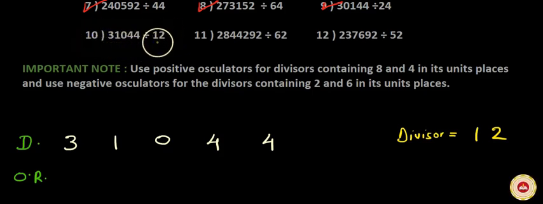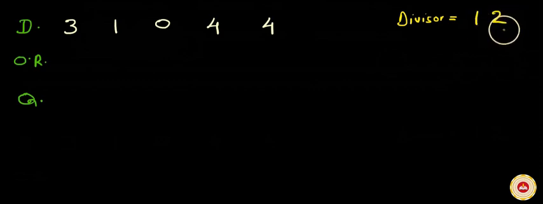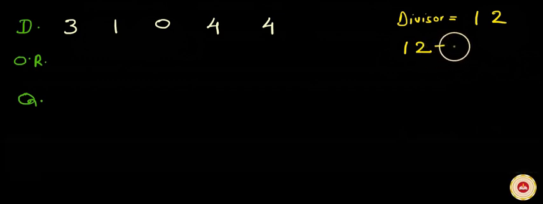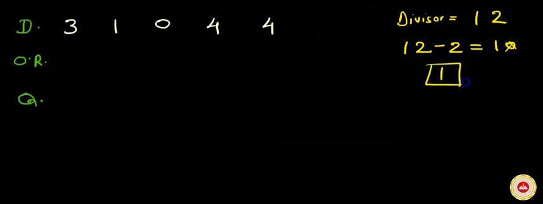10th example, 31,044 divided by 12. Divisor is 12. There is 2 in the units place of divisor. It means that we are going to calculate negative osculator for given divisor. So let us calculate negative osculator. Write this divisor as it is. Minus. See friends, to calculate negative osculator, we need 2 in the units place, which we already have. So no need to multiply this by any multiple. So 12 minus 2, which gives us 10. Neglect this 0 and write 1 as it is. This 1 is negative osculator.